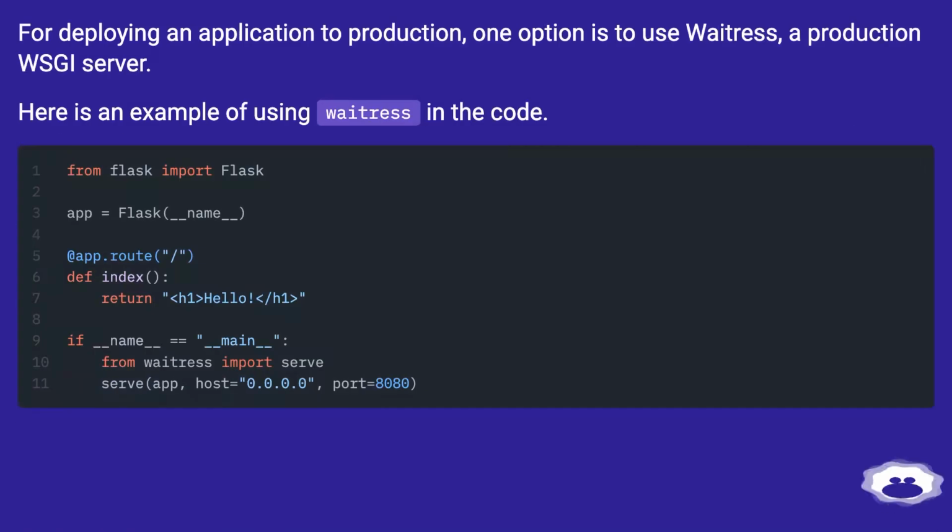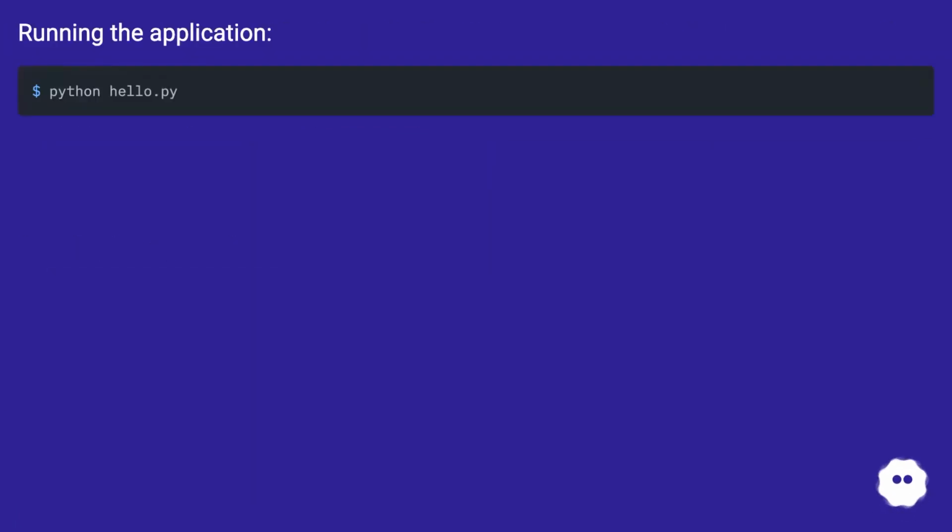For deploying an application to production, one option is to use Waitress, a production WSGI server. Here is an example of using Waitress in the code. Running the application.